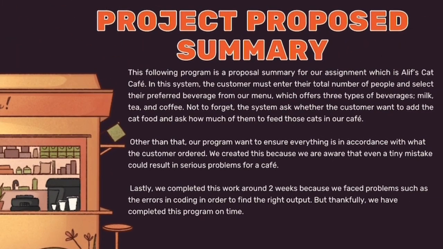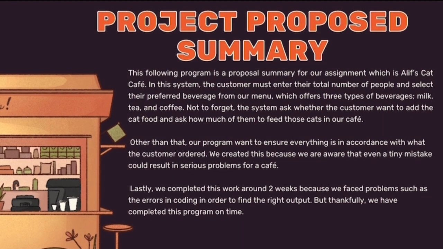This following program is a proposal summary for our assignment, which is ALIF Cat Cafe. In this system, the customer must enter their total number of people and select their preference beverage from our menu, which offers 3 types of beverage, which is milk, tea and coffee. Not to forget, the system asks whether the customer want to add the cat food and asks how much of them to feed those cats in our cafe.